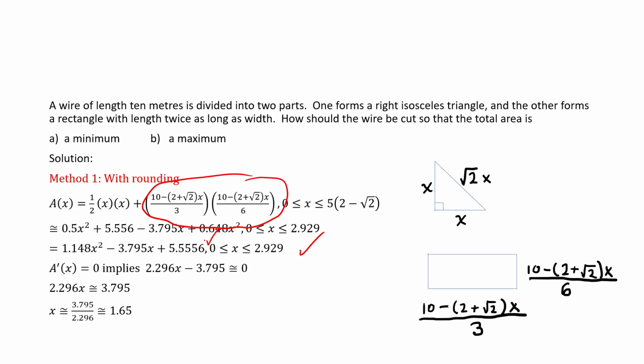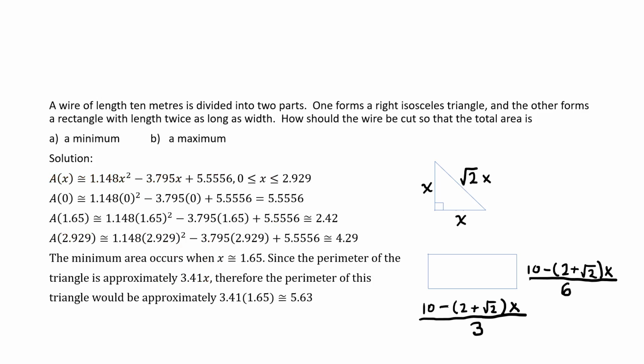These are all approximations. Setting that derivative equal to 0 would tell us that 2.296x minus 3.795 is approximately equal to 0, because when we take that derivative, the 2 would come in front, multiply the 1.148, and reduce this exponent to a 1. The 3.795 would become the derivative of that second term, and then the 5.556 would cancel out. So if we were to use decimal approximations, we would get that x is roughly equal to 1.65.